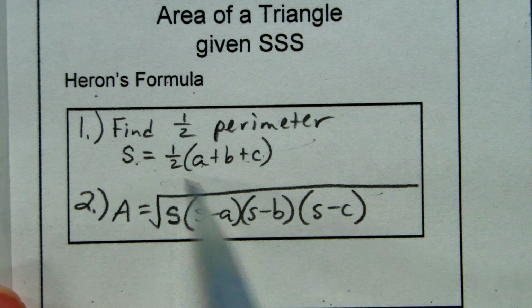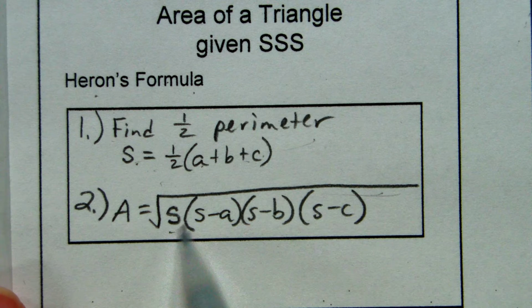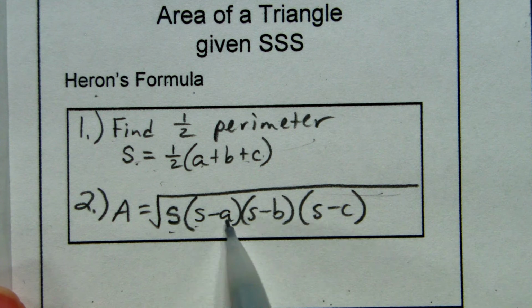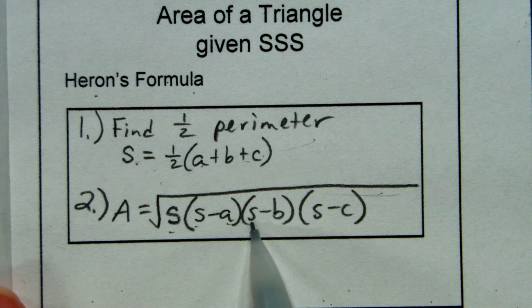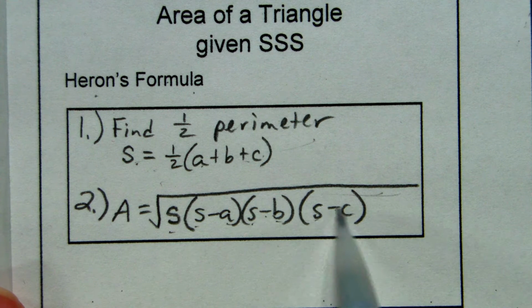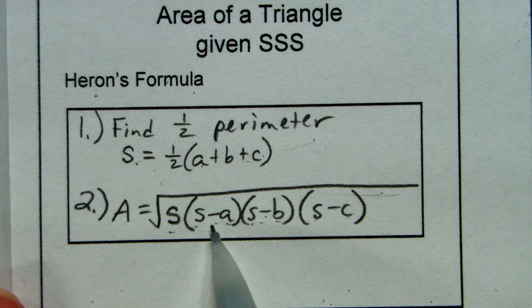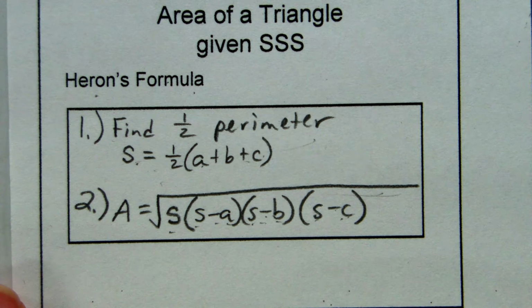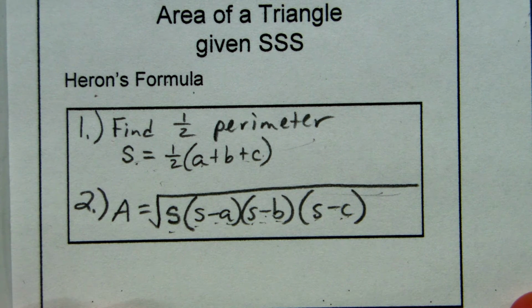So you have the big square root of the semi-perimeter, times the semi-perimeter minus side A, times the semi-perimeter minus side B, times the semi-perimeter minus C. These are just like how far off is each side from that half perimeter. And then you take a big square root. So it looks super complicated. Really, your calculator will do most of this for you, so don't panic.